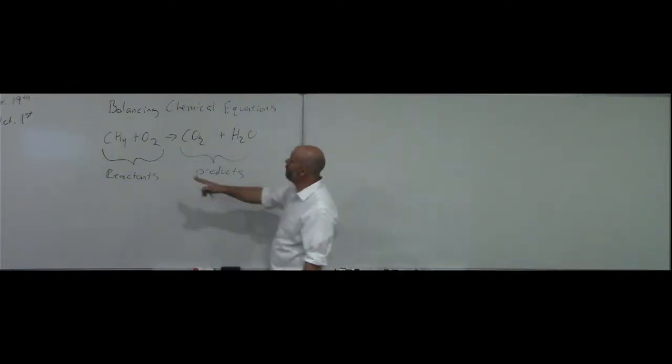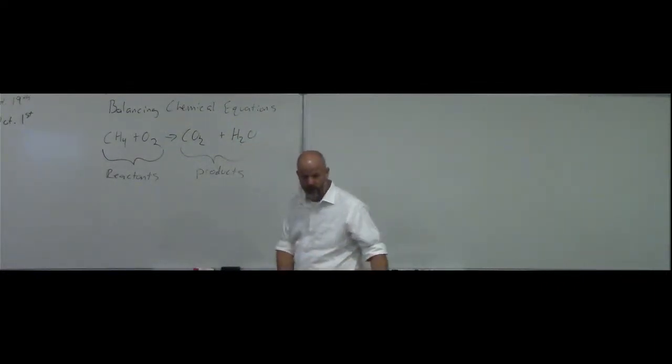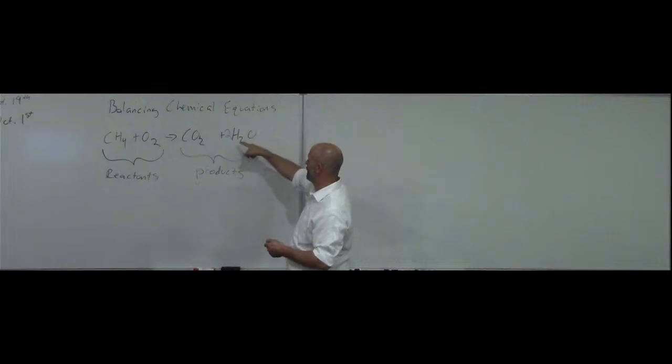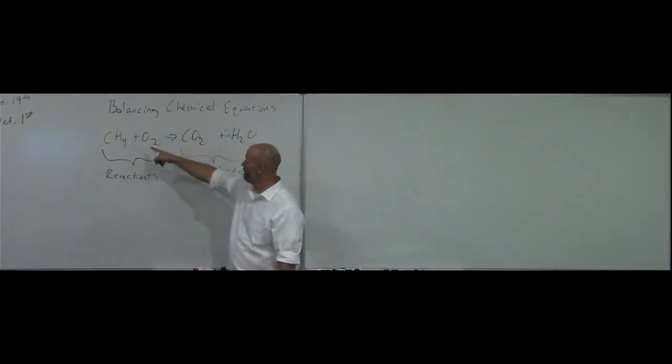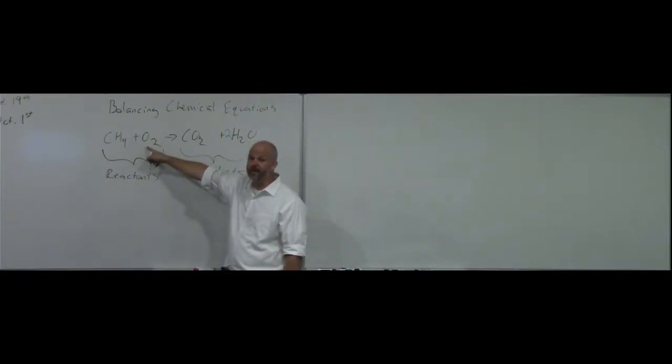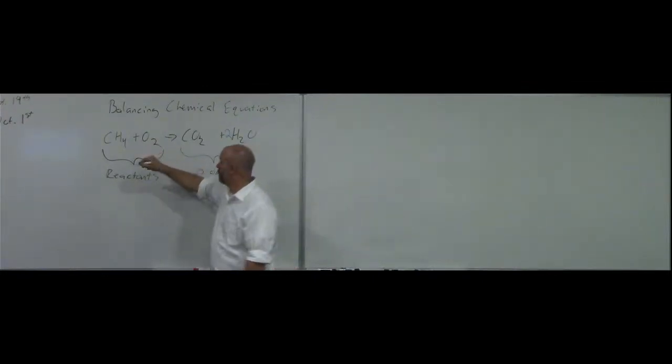If I've got 4 over here, I need 4 over here. What do I need to do to try to make that happen? Multiply by 2. So let me see here. If I put 2 there, how many oxygens do I have now on this side? 4. I have 2, and 2 is 4. How many do I have over here? So I'm not balanced still. What do I need to do? Multiply by 2.